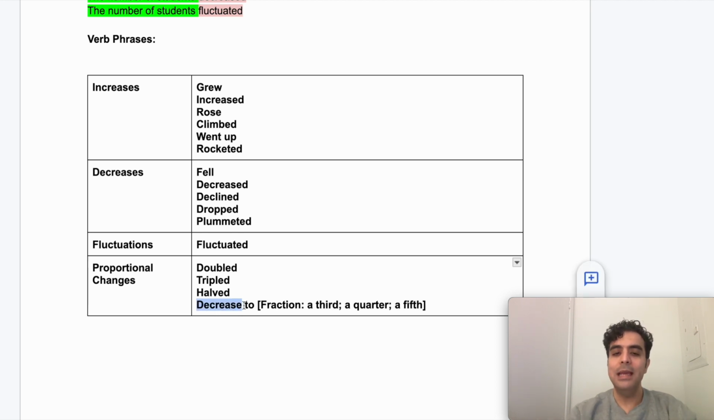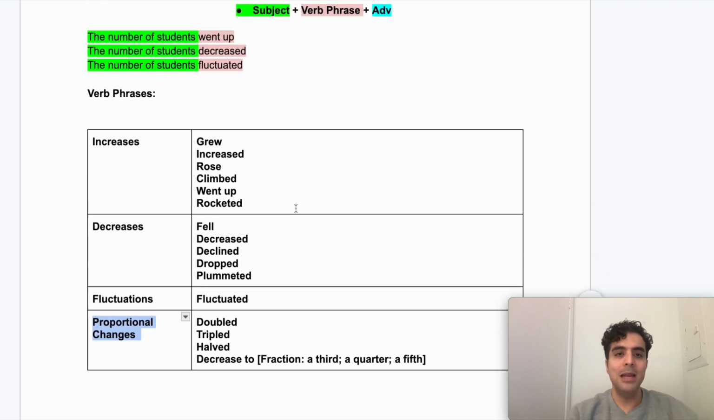So you could say it decreased to a third. So if it was 90%, it decreased to 30%. It decreased to a third. It decreased to a quarter. If it was like 100, it went down to 25. Or a fifth, right? So you get the idea. These structures can be used to describe, as I mentioned, proportional changes.